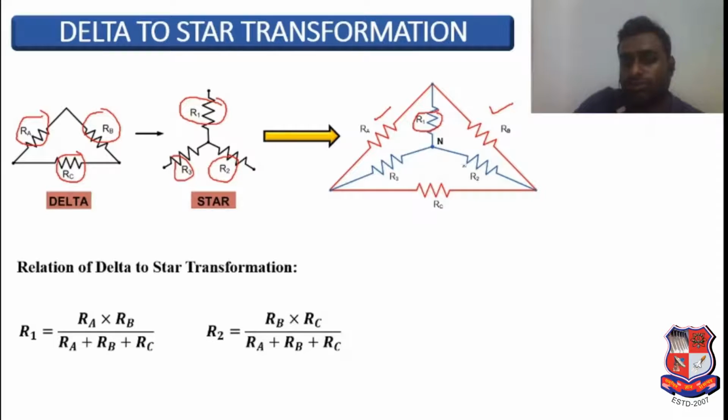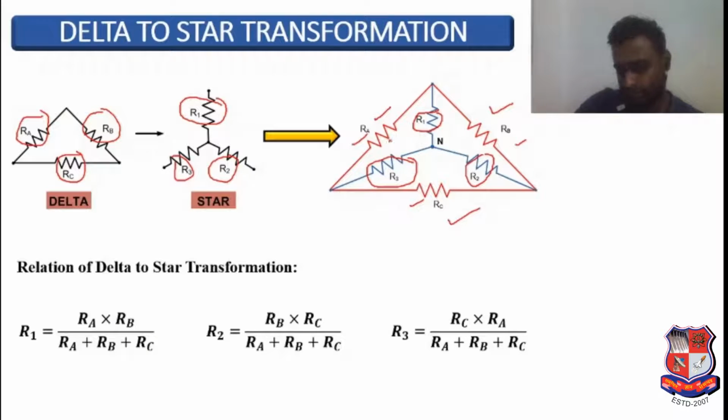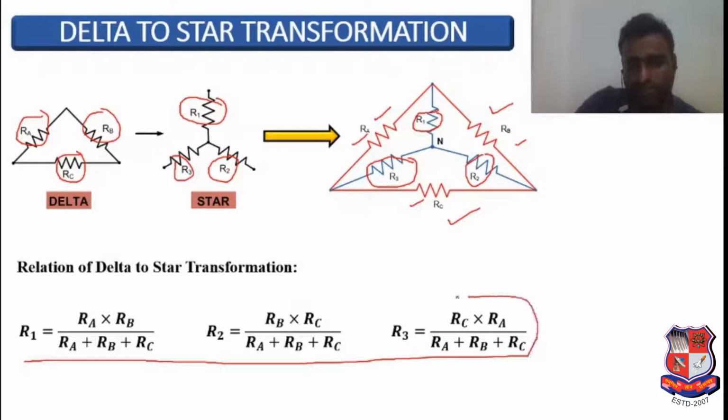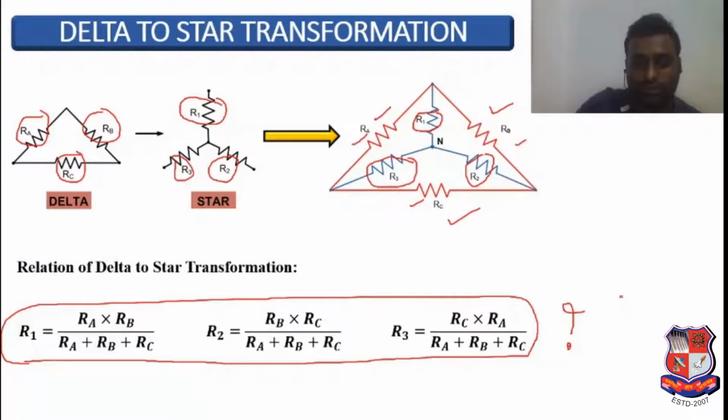Similarly, R2 will be RB into RC divided by the total resistance. Similarly, R3 will be RC into RA divided by the total resistance. So we will find these three results. How will we achieve these results? This is to be understood, how this answer has come.